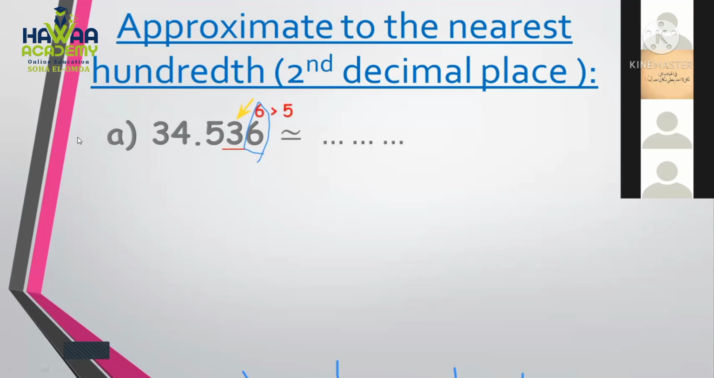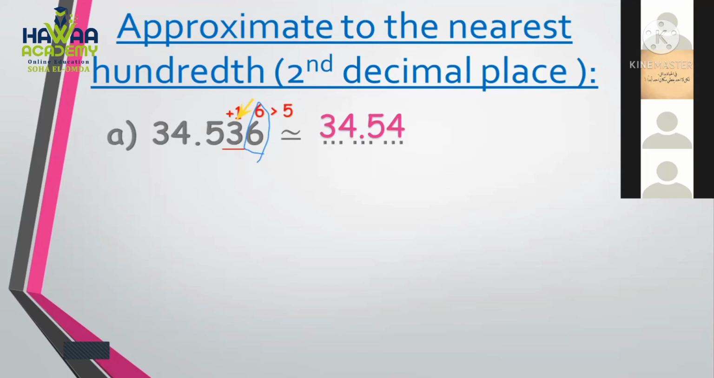Here, the 6 is greater than 5, so we have to add 1 to the 3. So we write 34 as it is, then the decimal point as it is, 34.54. 54, super. What about the 6 here? The 6 is removed. We either replace the 6 with 0 or remove the 6.